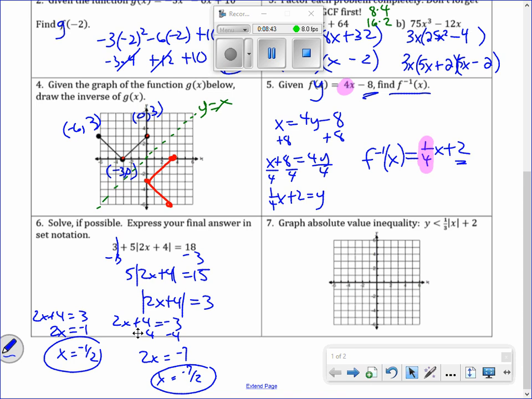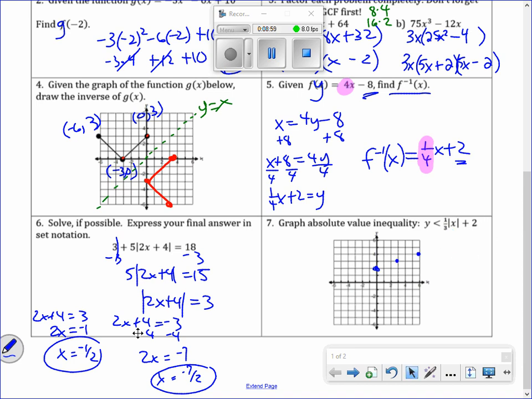All right, for number 7, I have to graph this, so it's an inequality here. So remember, I'm going to do some shading. So I'm going to start at positive, let's see, it doesn't go left or right, but it does go up 2. So it starts up here. My slope is 1/3. So I'm going to go up 1 over 3.